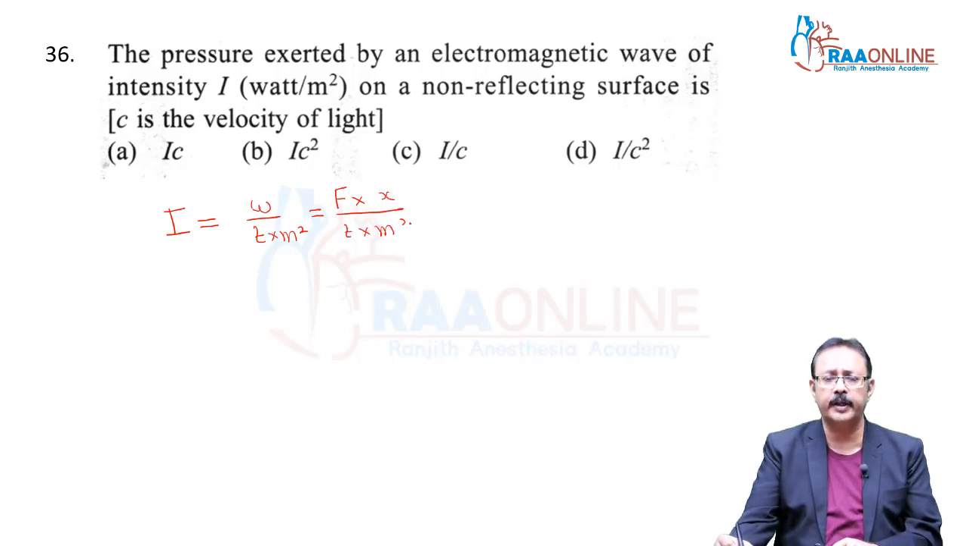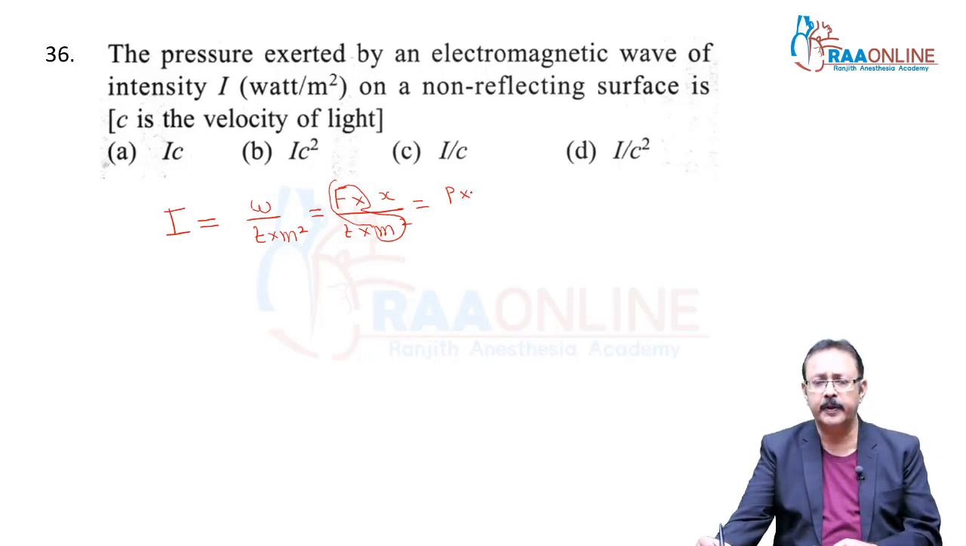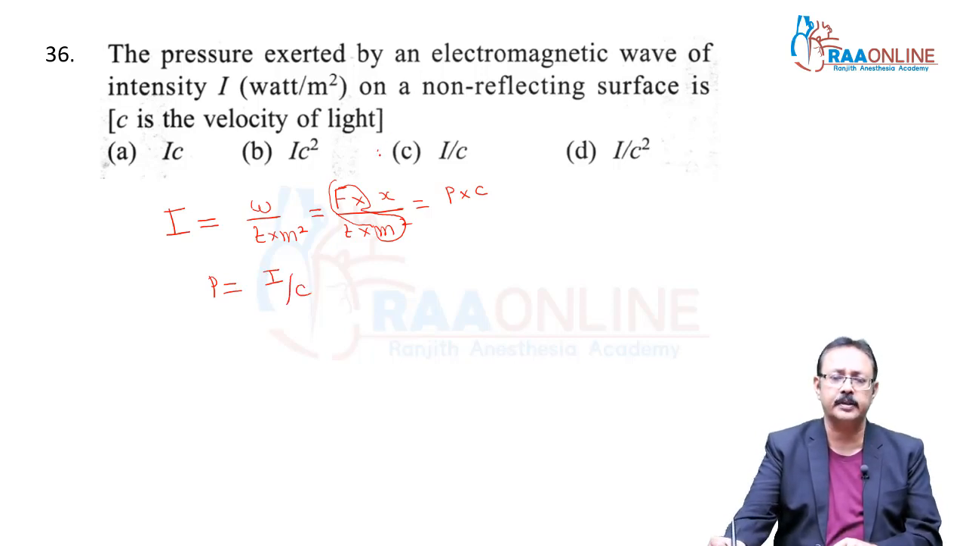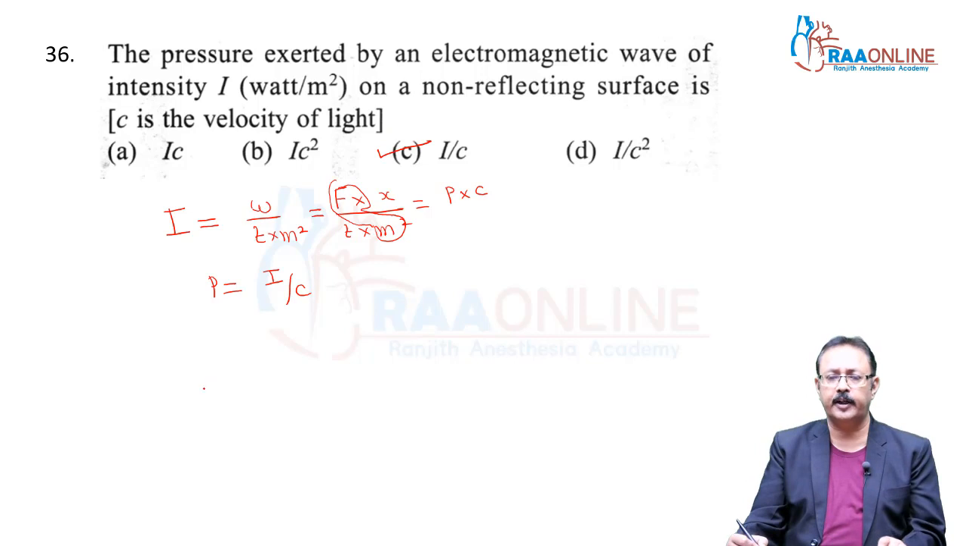But force per unit area is pressure. And displacement upon time is speed. Speed is given as C. So what should be the value of pressure? Pressure should be I divided by C. So we will go with option C. I divided by C.